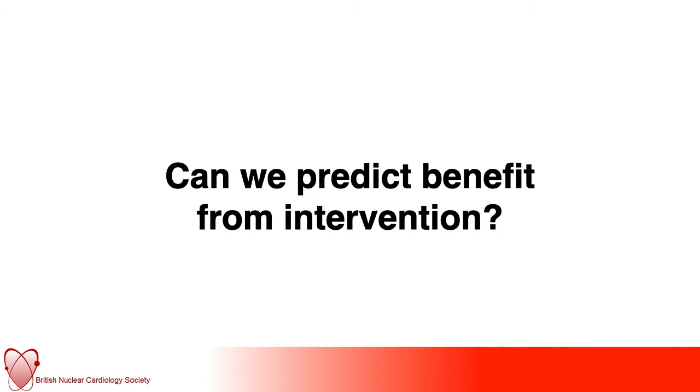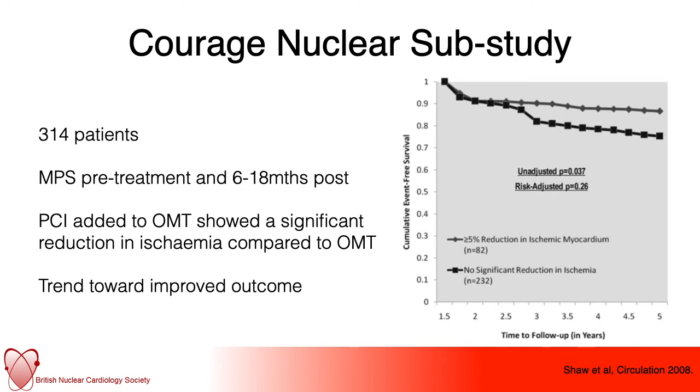So moving on to the final question, can we predict benefit from intervention? Well, the COURAGE study, albeit an overwhelmingly negative study akin to the BARI 2D trial, which again randomised patients to PCI versus optimal medical therapy and followed them up for somewhere close to 4.6 years and found no difference in risk of death, MI or other major cardiovascular event when PCI was added to optimal medical therapy. But the lovely thing about this study is there were 314 patients in a sub-study who actually had MPS pre-treatment and then 6 to 18 months post-treatment. Around about 159 of these patients, I think, had PCI within this study, and around about a third of them had moderate to severe ischemia at baseline.